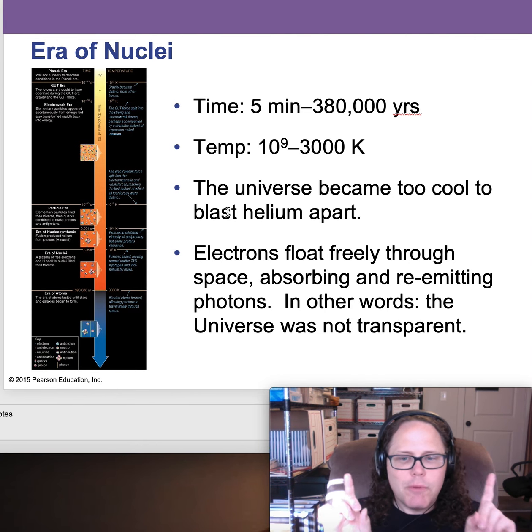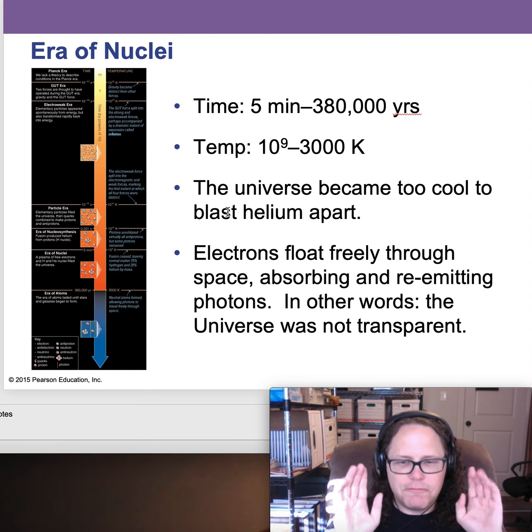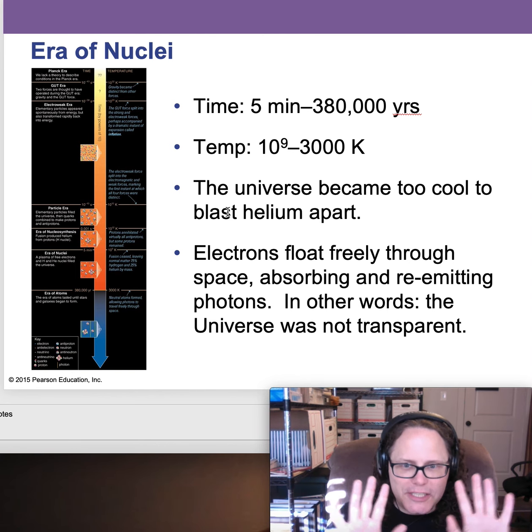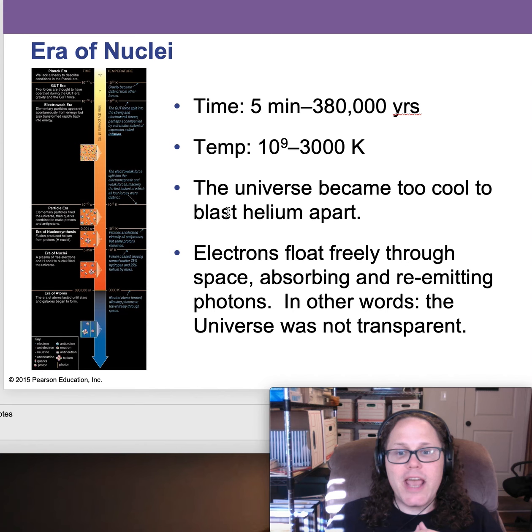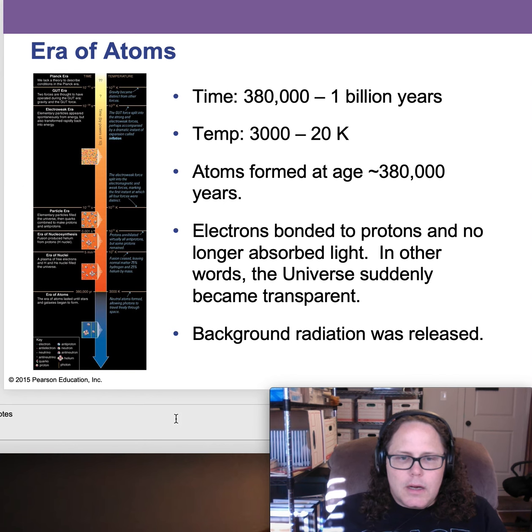So that last moment when the universe finally became transparent, when it stopped glowing like a star, that light still hits us today. We call it the cosmic microwave background, the echo of the Big Bang. So once the universe became cool, electrons started combining to atoms. And then we had neutral atoms.